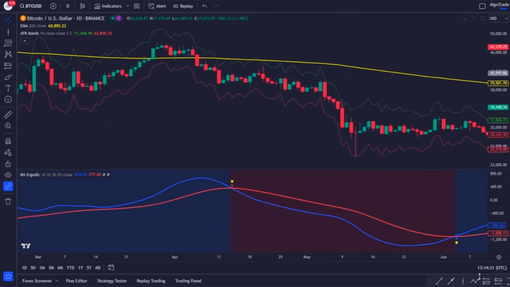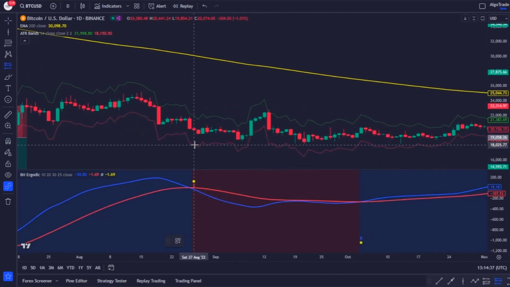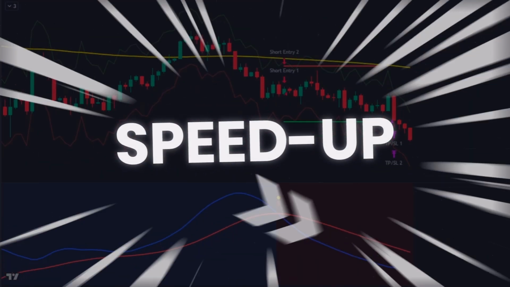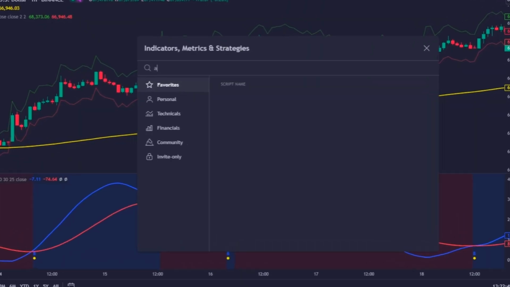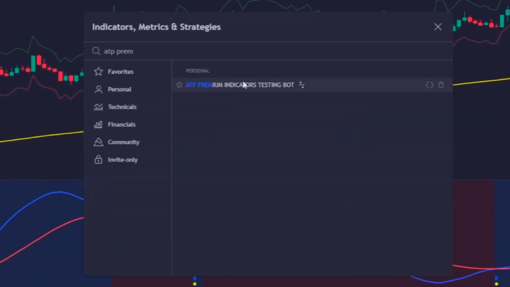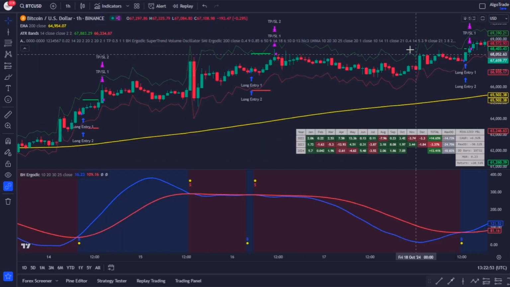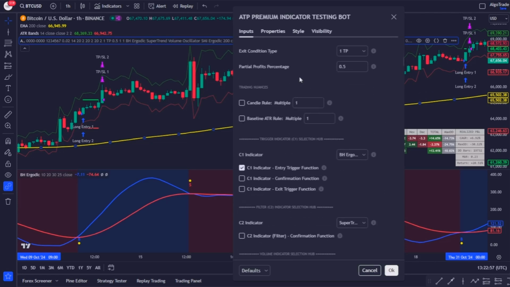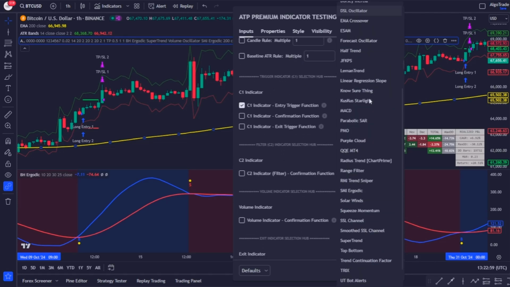While I could go back in time and test everything by hand, as probably all of you will do, I prefer to speed up this process. For that, I'm going to use my premium indicators testing bot, a trading tool that allows me to test dozens of indicators and strategies in seconds and with real results.